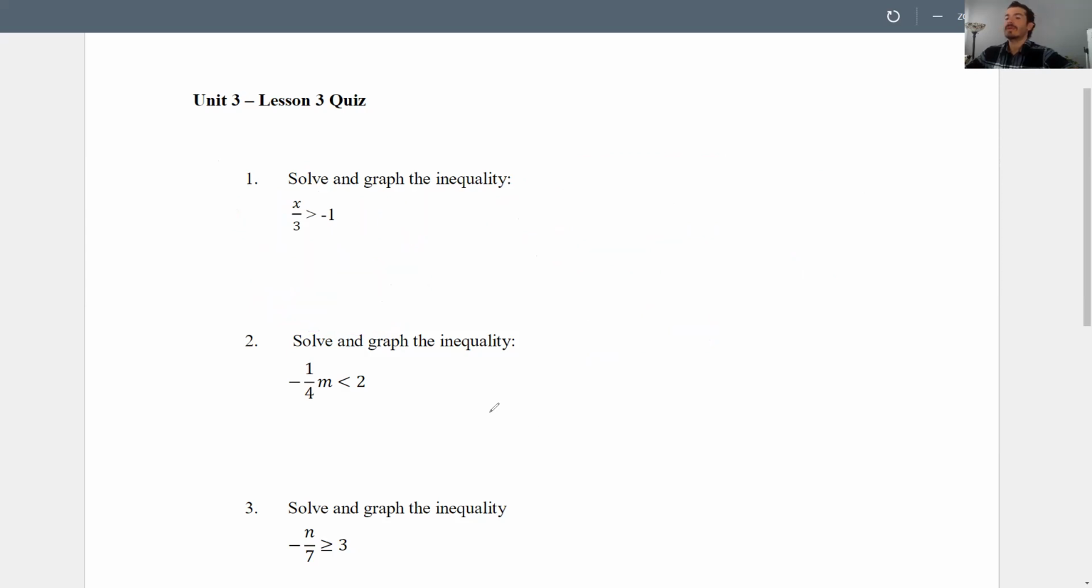-1/4 of m is less than 2. Okay, so I'm going to multiply by the reciprocal of -4, not the negative reciprocal, this is the regular old reciprocal, right? And what is the reciprocal of -4? It's 4. I make my denominator my numerator, and I make my numerator my denominator. And this needs to be negative. And whatever I do to the left, I have to do to the right. So I'm going to multiply this 2 by -4/1.